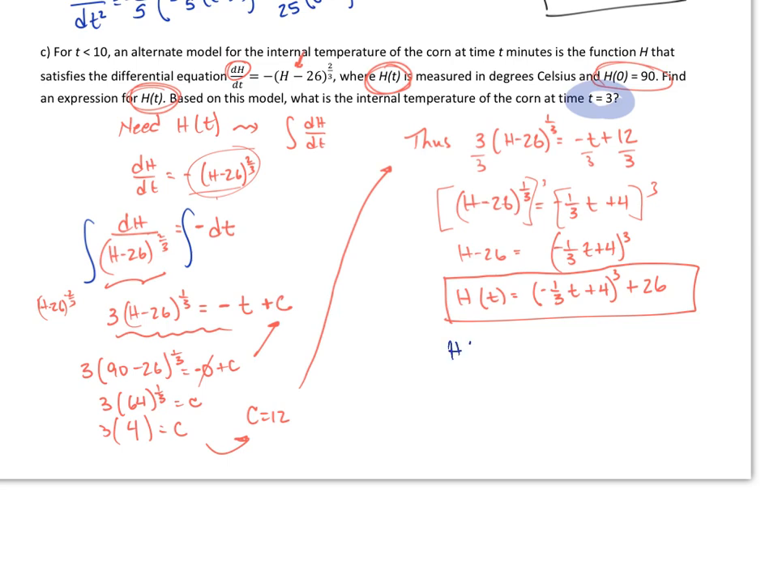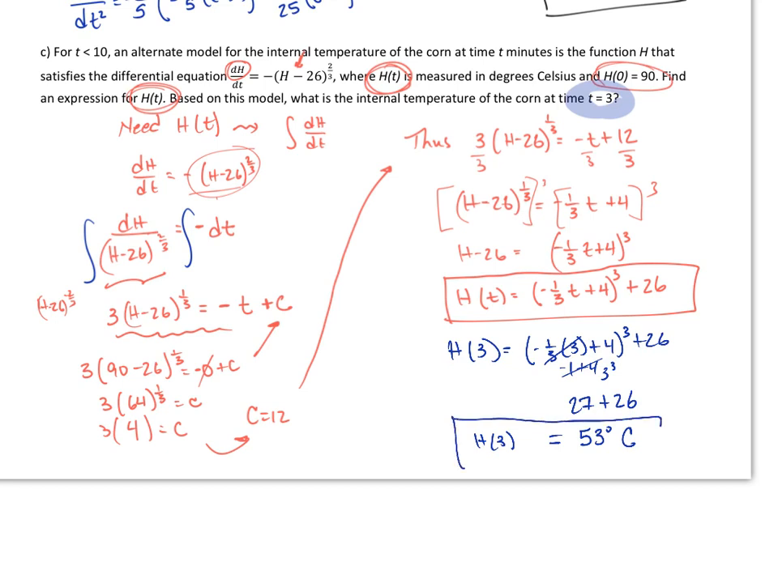So let's go ahead and do that. And this will be h of 3 is going to be negative 1/3 times 3 plus 4 cubed plus the 26. That becomes negative 1 plus 4 is going to give me 3. Cubed will be 27 plus your 26. That's going to give you a temperature of 53 degrees Celsius. That's what h of 3 is. So we've got it, we've finished the whole problem, and that's pretty much it.